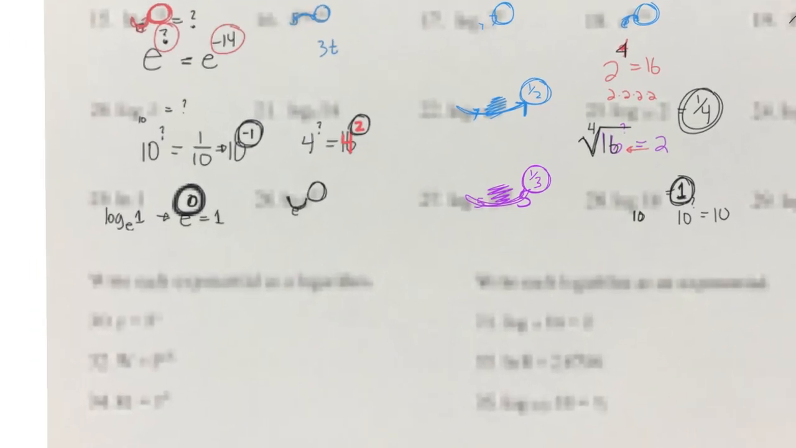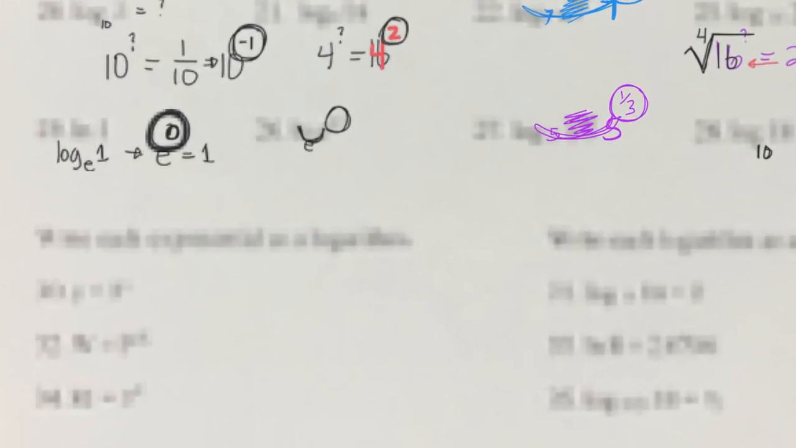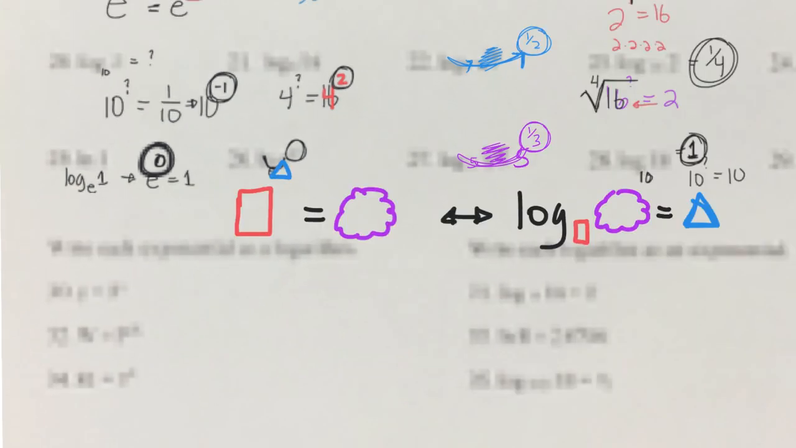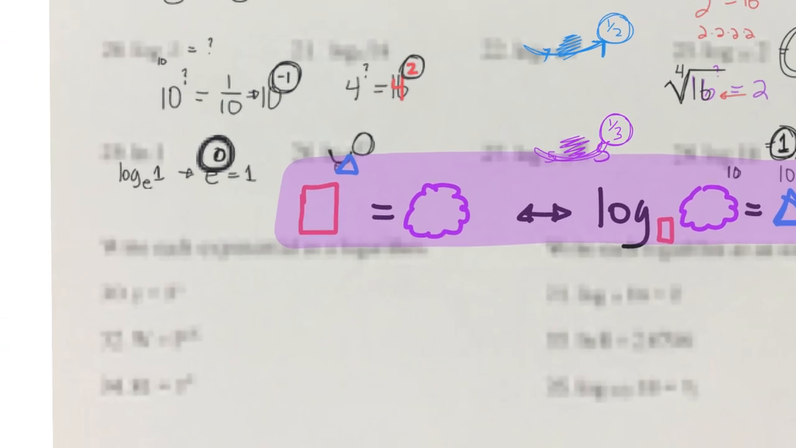Now these last sets here, 30 to 35, are using our rearranging of the furniture algorithm that looks like this. This right here is your rearranging of the furniture algorithm to take an exponential into a logarithm. So the base of your exponent becomes the base of your log. So let's look at number 30. The base of our exponent is 3. So we write log base 3.